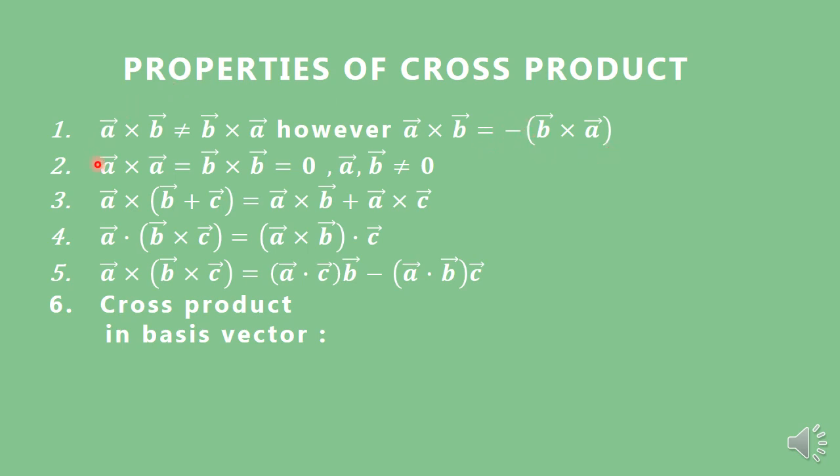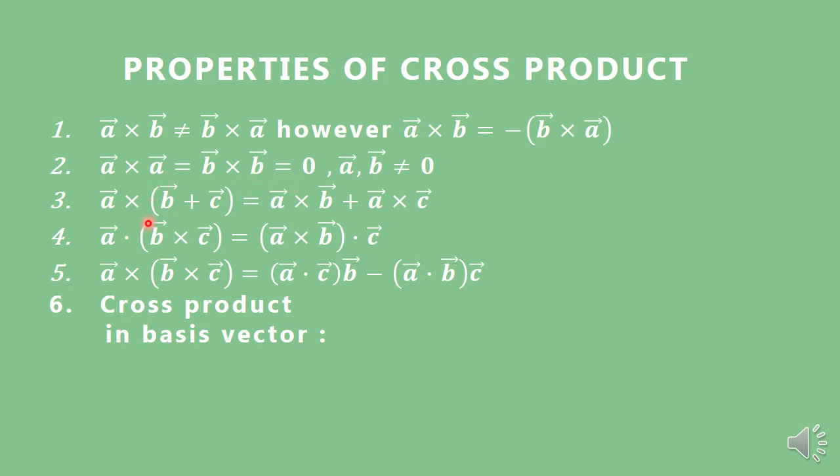The second one, if a vector is cross multiplied with itself, so A cross A, B cross B, the answer is 0, where vector A and vector B are not 0. This is consistent with the formula of its magnitude, where the magnitude of A cross B is AB sine theta. If the vectors are the same, theta is equal to 0, so sine 0 equals 0. So A cross A and B cross B equal 0.